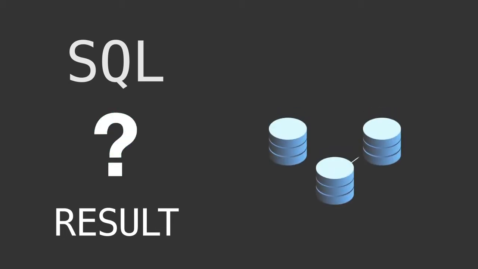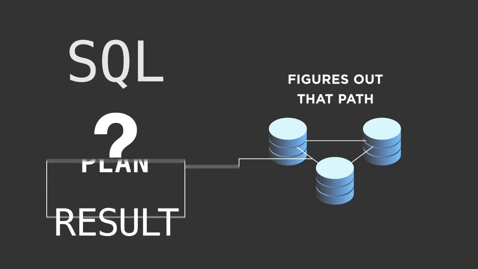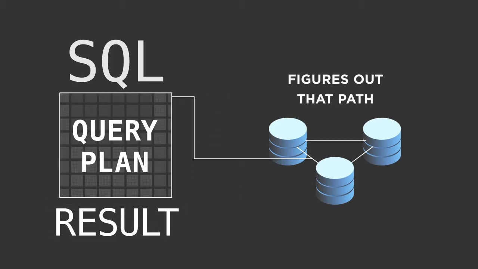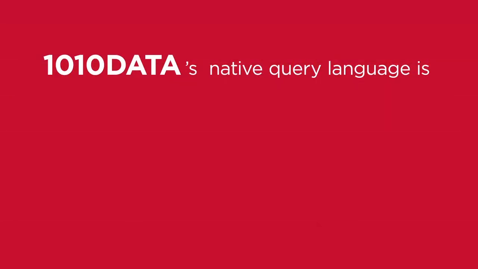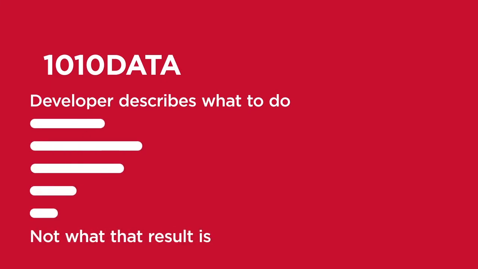The DBMS system figures out that path, taking your declarative description of the result set and producing a query plan to reach that outcome. 1010 Data's native query language is transformational. The developer describes what to do to get the final result, not what that result is.